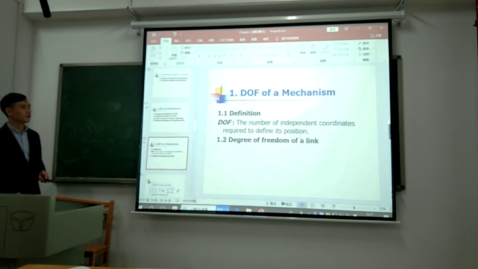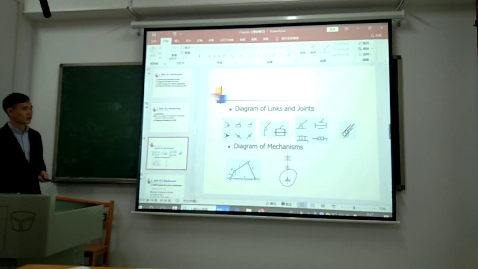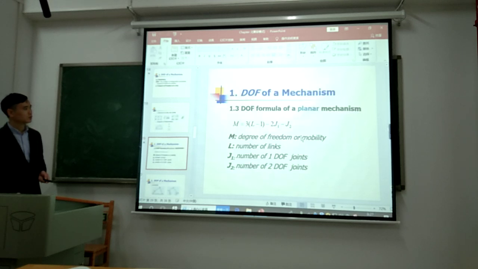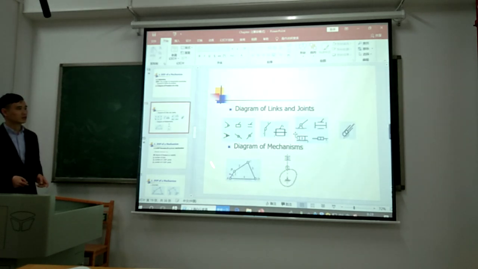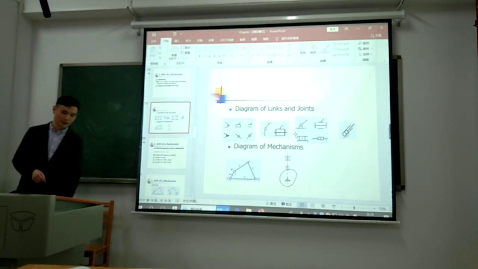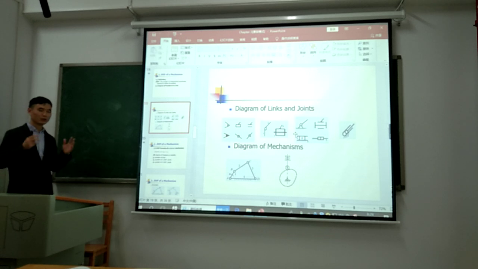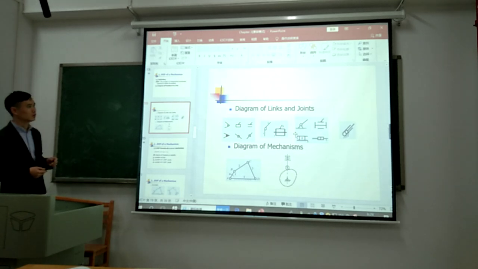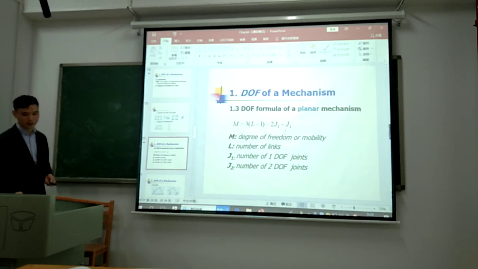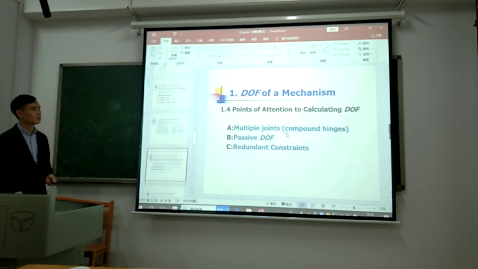Mechanism definition. Diagram of links and joints, diagram of a mechanism. This page showed a way. We will talk about it later, and we will have an example of a raw mechanism, and how to draw this raw mechanism through this diagram. And you have a mechanism, you have an example.